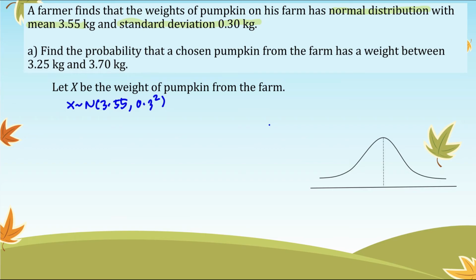For A, we want to find the probability that a chosen pumpkin from the farm has weight between 3.25 kg and 3.7 kg. So P, X between 3.25 and 3.7. First, we need to standardize. 3.25 minus 3.55 divide with standard deviation 0.3.